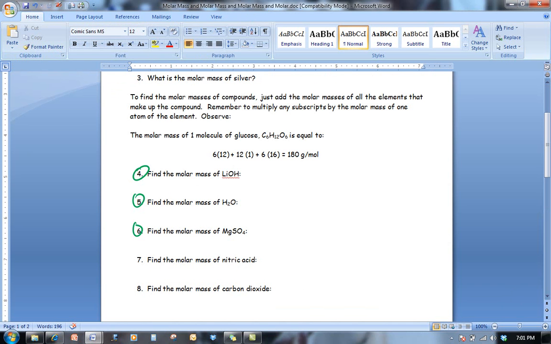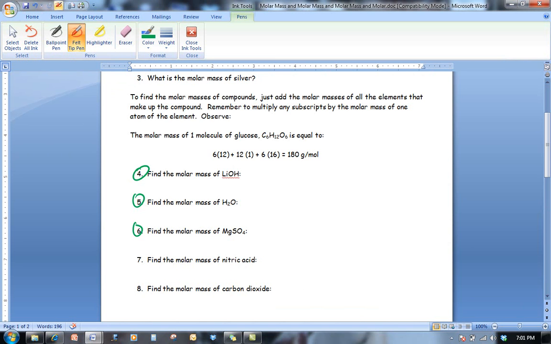Okay, so back to our worksheet. We said that our atomic mass for lithium is 6.94. And remember that when we're looking at molar mass, that's always going to be measured in grams. Now we have to find the molar mass of oxygen. So we're going to flip back to our periodic table.